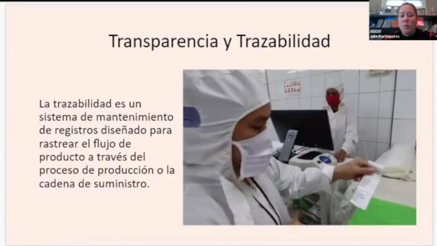So now we are going to talk about traceability and transparency.